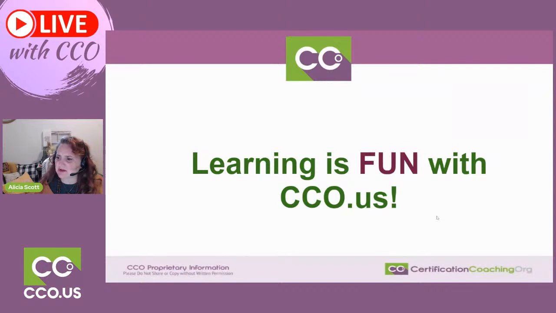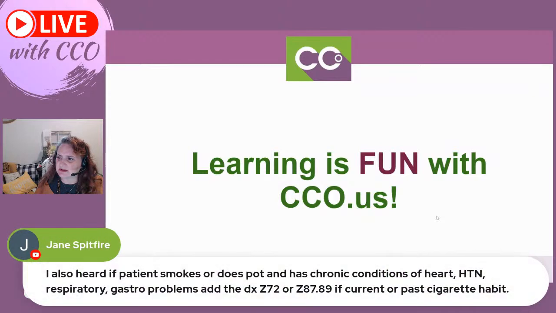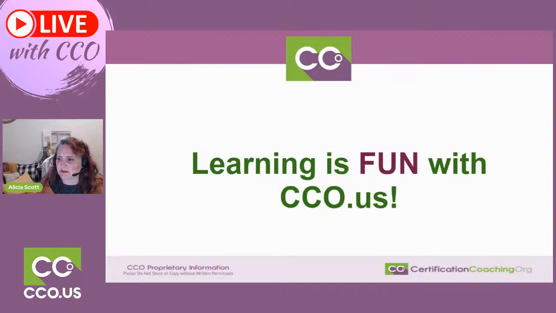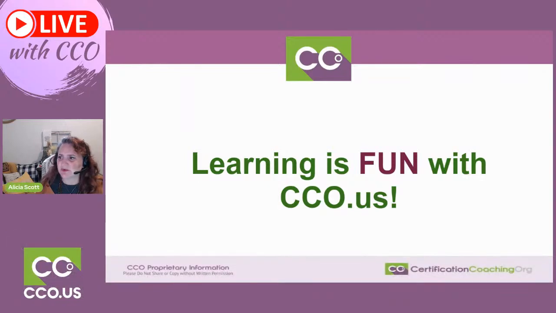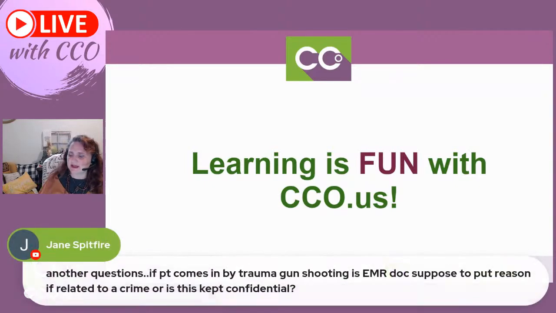Jane says, I also heard if a patient smokes or does pot and has chronic conditions of heart, hypertension, etc., you diagnose C72 or C if current or past cigarette habit. Well, you would put those, but they wouldn't be first listed diagnoses for the patient. Let me just see if you had another question in there that I missed. It's wacky when the doctor adds some slang diagnosis, when you have to really pay attention to his notations or query him. Yes, that is correct.